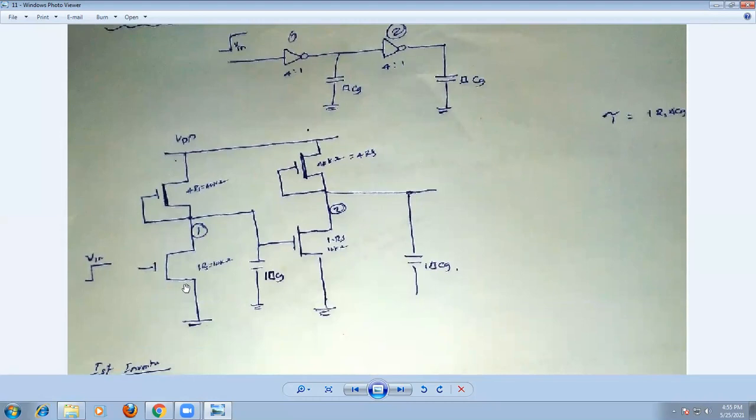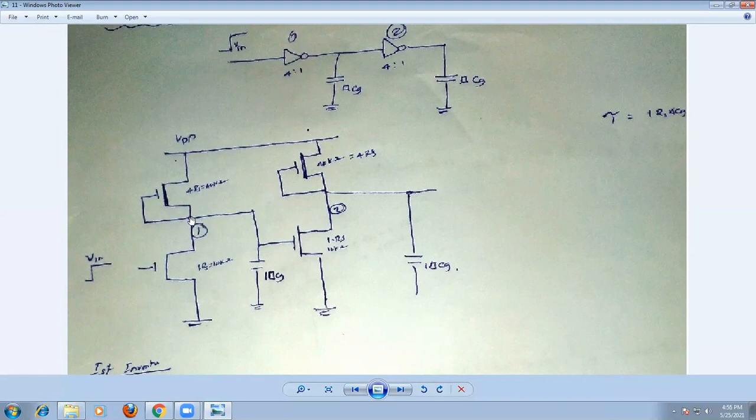Assume a minimum size transistor whose pull-up to pull-down ratio is 4:1. Therefore, the pull-down transistor has 1 times RS, and the pull-up transistor has 4 times RS on resistance. Remember this point. That is the first thing we have to remember: the 4:1 ratio.